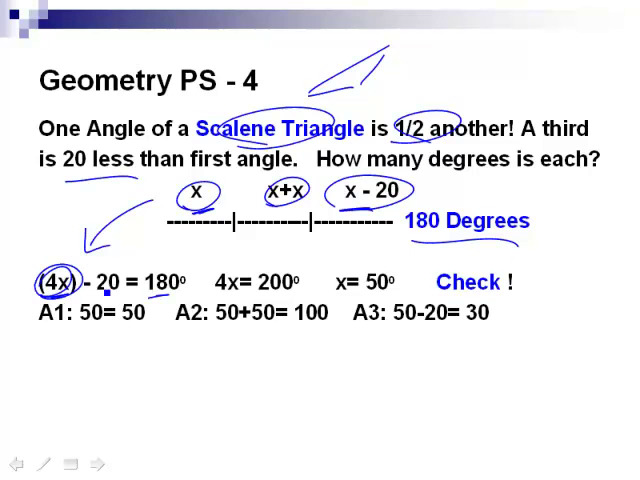What can I subtract 20 from and get 180? That would be 200. So that means x is 50. All right, so that means I have 50 here, 50 plus 50 here, and then I have 50 minus 20 here. So I end up with 50, 100, 30, and of course that ends up being 180 and everything checks.